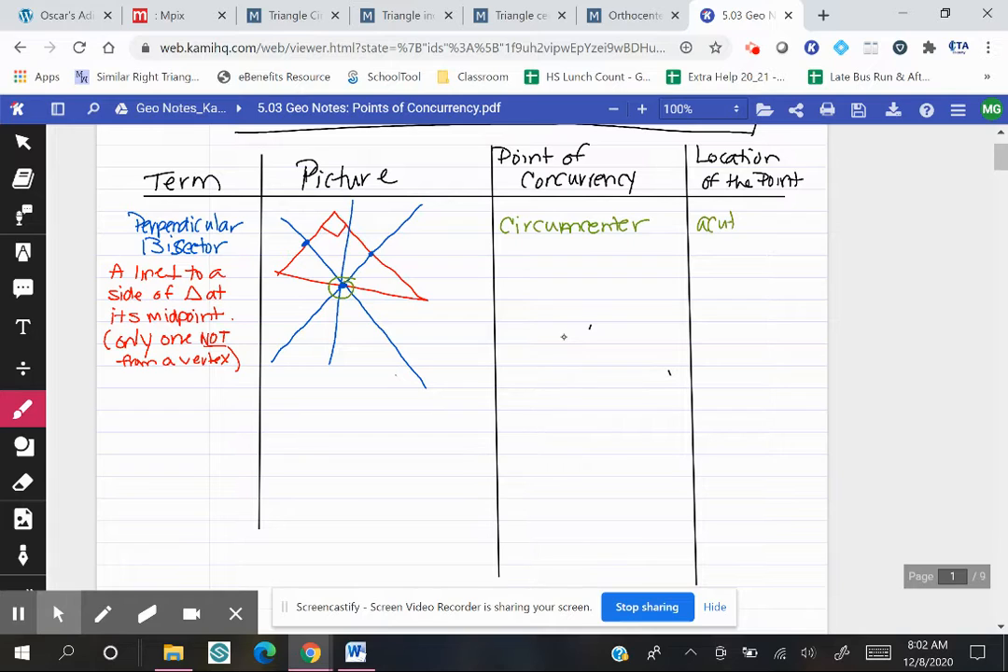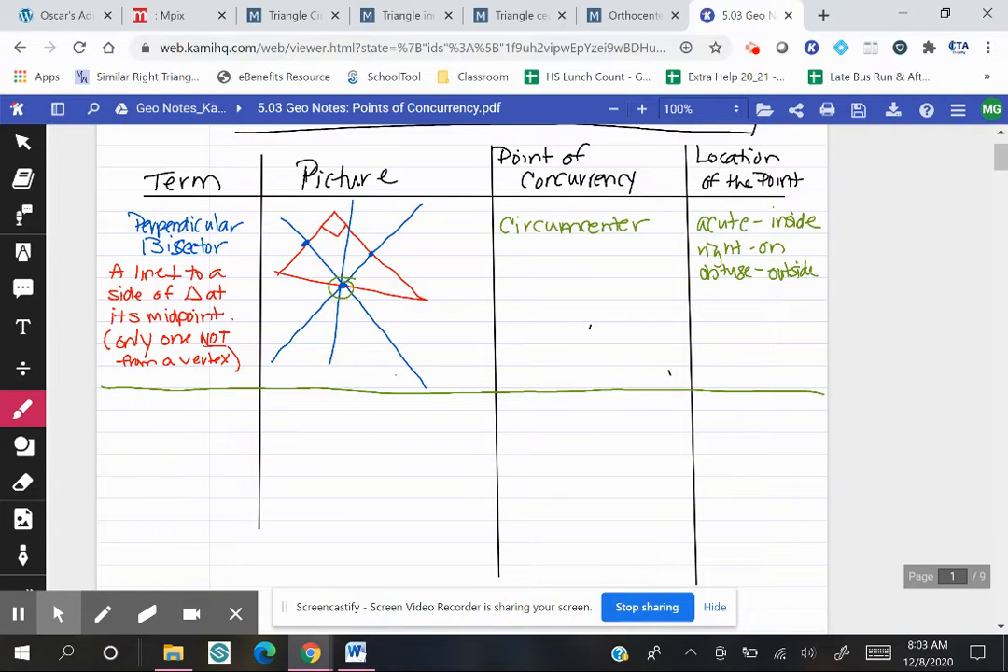So if it's an acute triangle, it'll be inside. If it's a right triangle, it's going to be on the triangle. And if it's an obtuse triangle, so it has one angle bigger than 90, it's actually going to occur outside the triangle. And if you are unsure ever, you could always draw out a picture like we did here. It might not always be exact, but you'll get a pretty good idea of where it's going to fall.